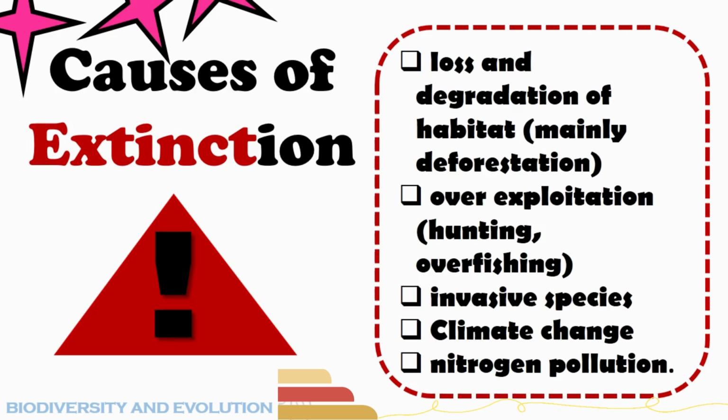There are 5 modern causes of extinction. These are as follows. First, loss and degradation of habitat, mainly deforestation. Second, overexploitation, hunting or overfishing. Third, invasive species. Fourth, climate change. And lastly, nitrogen pollution. For so many years, species suffered and died because of these causes.